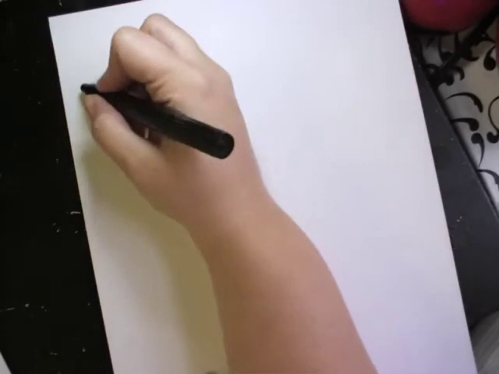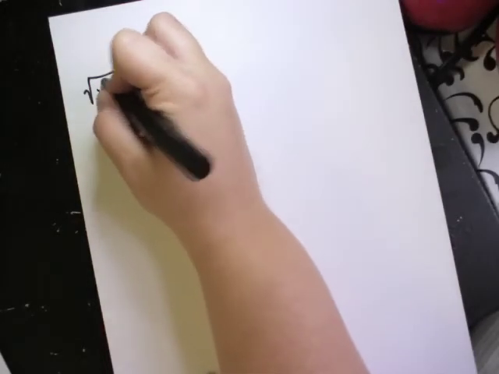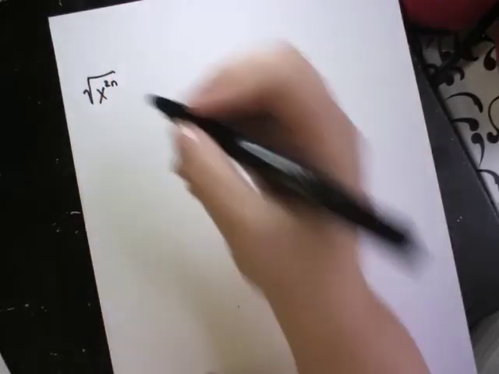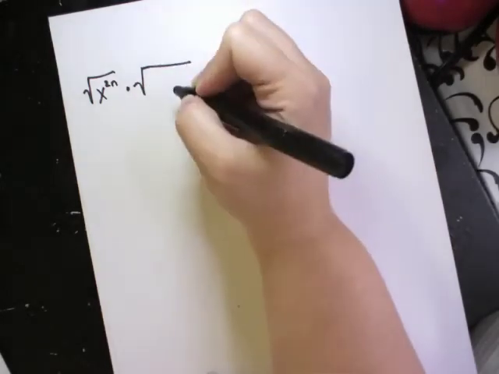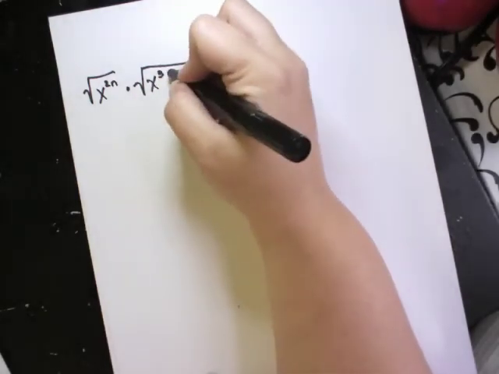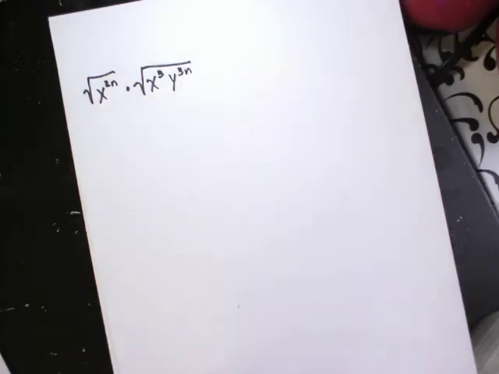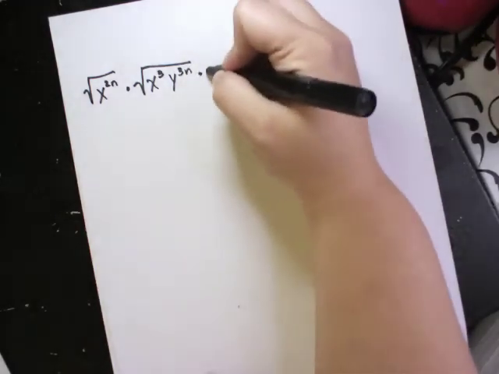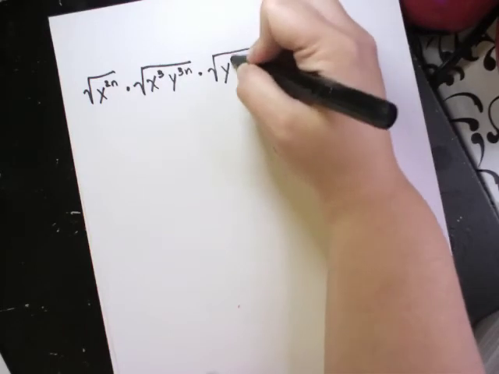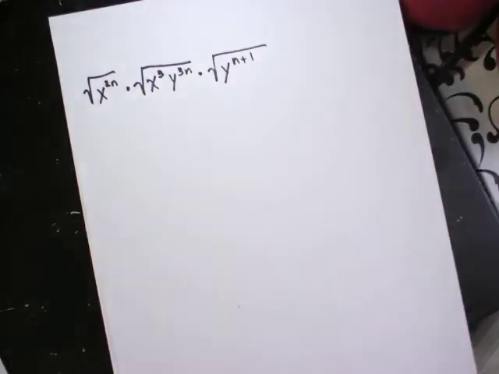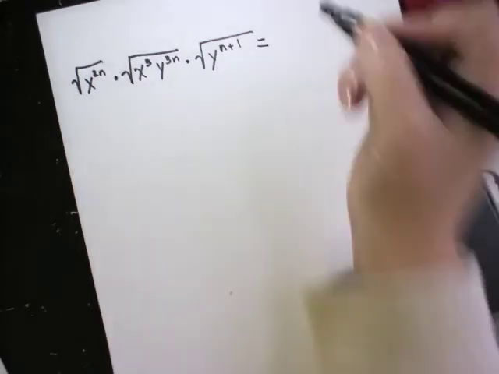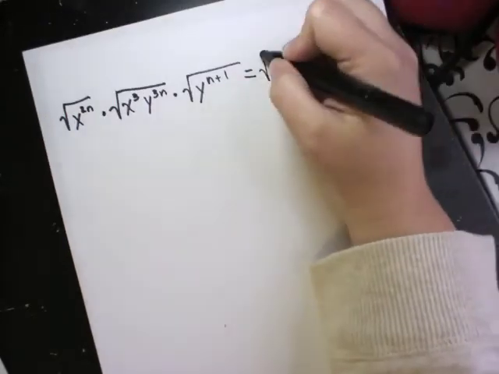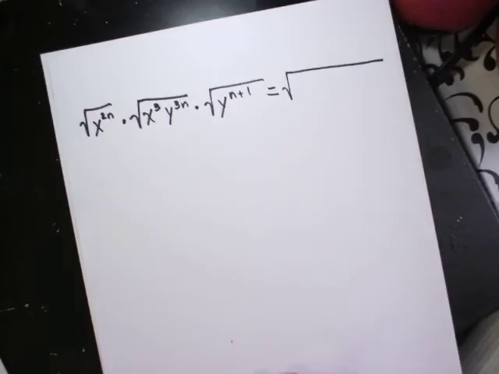Okay, let's see. Square root of x to the 2n power, times y to the 3n, times the square root of x to the 3rd times y to the n plus 1. I know this is a little bit new, but we'll be able to handle it. It's the same concept. You know how to multiply exponents, right? Yes. Okay, so we need to multiply the x terms together, because remember, we're combining all these using the product rule for radicals.